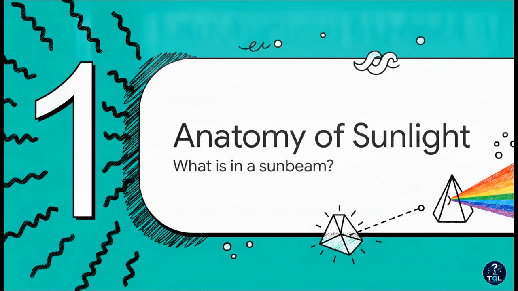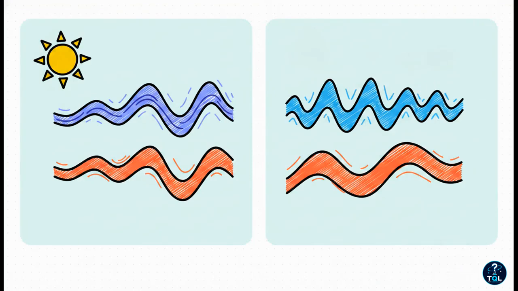What exactly is in a sunbeam? Okay, so sunlight might look perfectly white to us as it beams down on a beautiful clear day, right? But it's actually this crazy mixture of all the colors of the rainbow. Think of it like energy passing through the ocean. This light travels in waves. And here's the kicker. These waves are not all the same size, not even close.